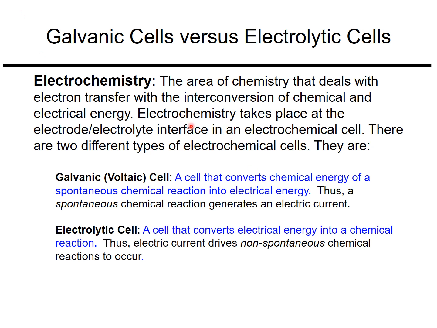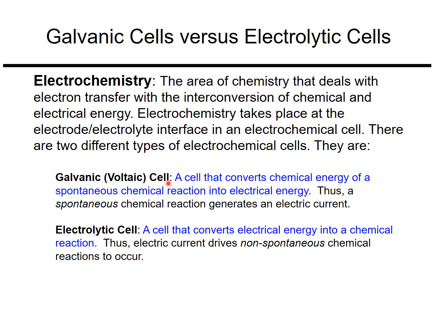So this electrochemical reaction takes place at the electrode-electrolyte interface. This is another important point, and it also happens in an electrochemical cell. Electrochemical cells are a kind of tool and weapon we electrochemists are using. There are two different types of electrochemical cells. The first one is the galvanic, or sometimes voltaic, cell. The other one is the electrolytic cell.